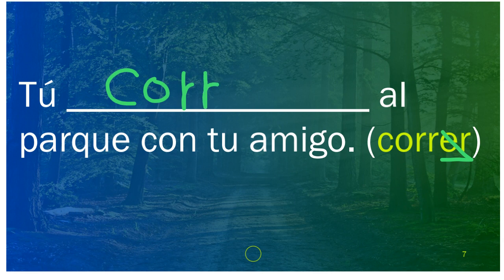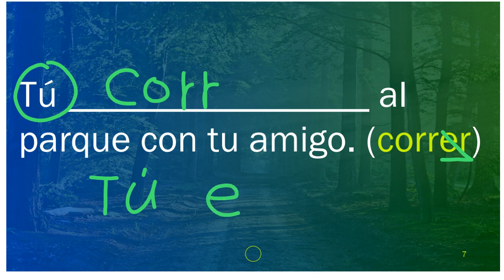CORR. We're going to look at our subject, which is tu, and we're going to remember that whenever our subject is tu, we're always going to use the ending es. So we'll go ahead and put our ending on, and we're finished. Tu corres al parque con tu amigo. You run to the park with your friend.